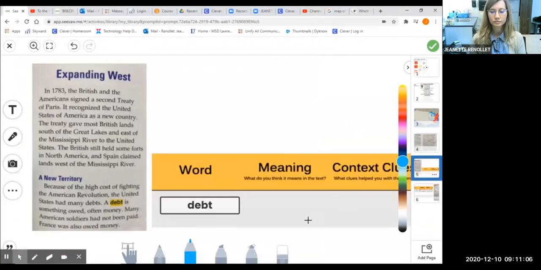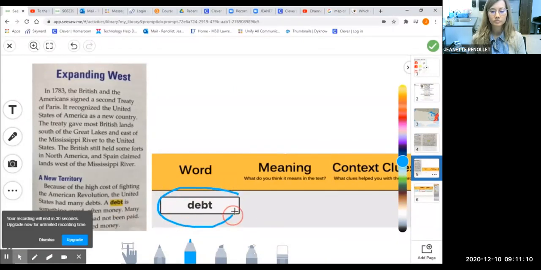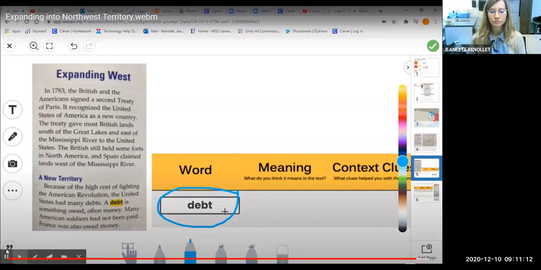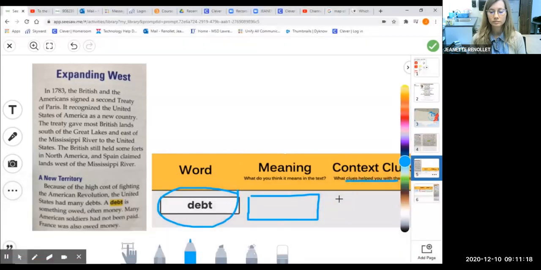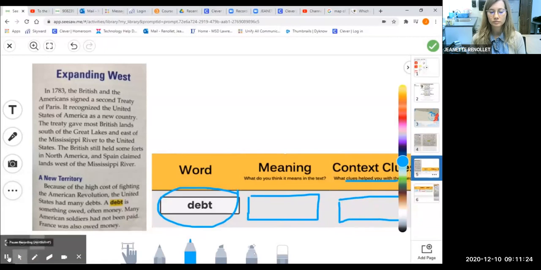Today we're going to use this text to determine the meaning of unknown words in the text. You will write the meaning. You will say what clues helped you as we learn more about the Northwest Territory.